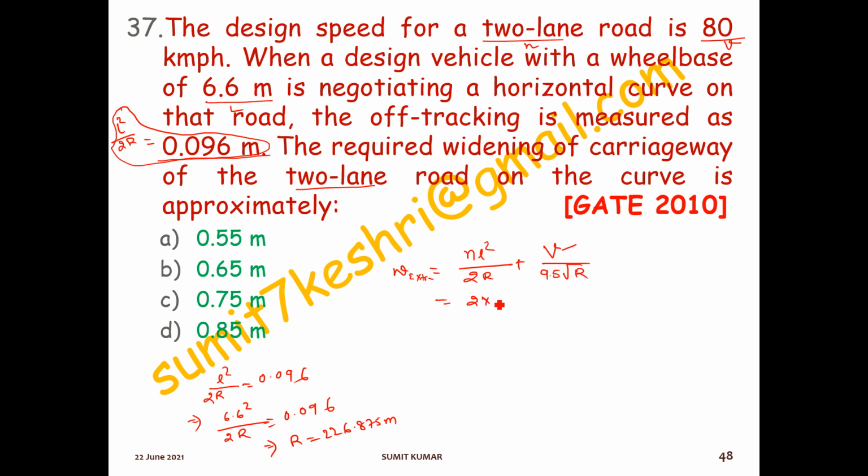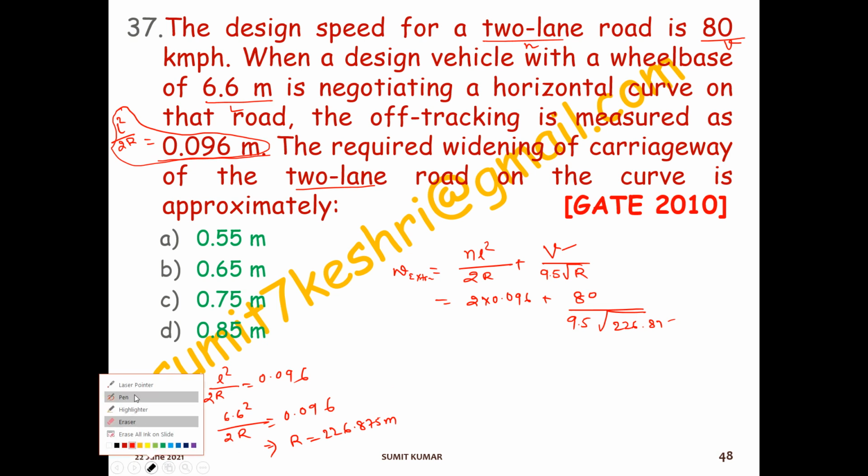Now n is 2-lane road, and L square by 2r is already given, that is 0.096, plus velocity is given, 80 divided by 9.5 root over radius, which we just computed as 226.875. Just solve this equation, it's very easy, and you will get the value of extra widening of this road, that is 0.75 meter.